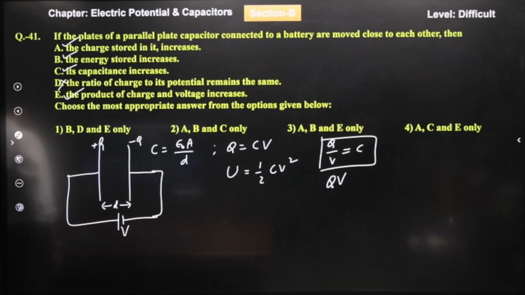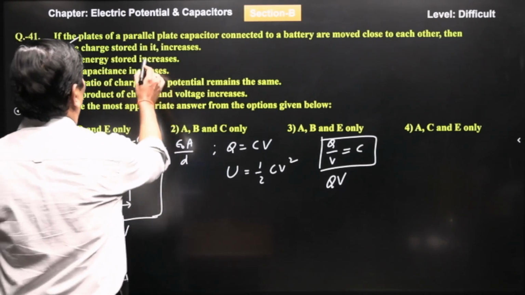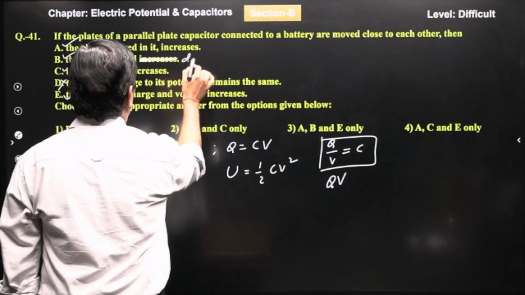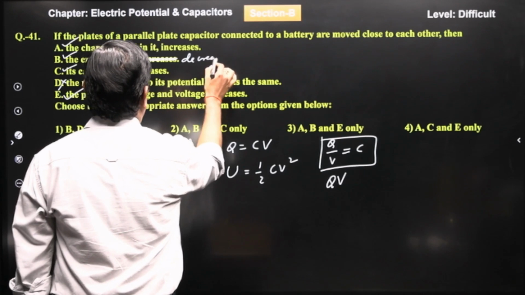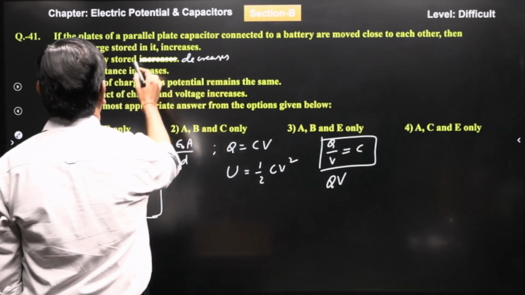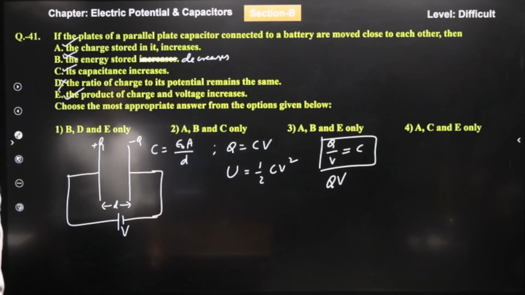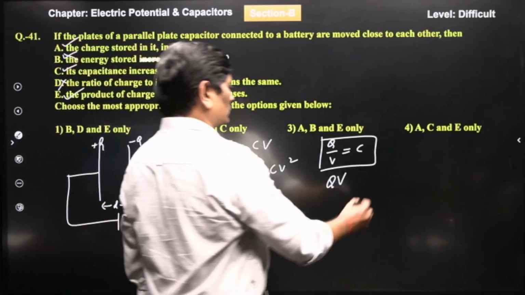I think one part is missing. Energy stored in it, here it is wrong. This is typed wrong. In the question paper it is given as decreases, typed wrong. So B is not there. ACE, ACE, the last one.